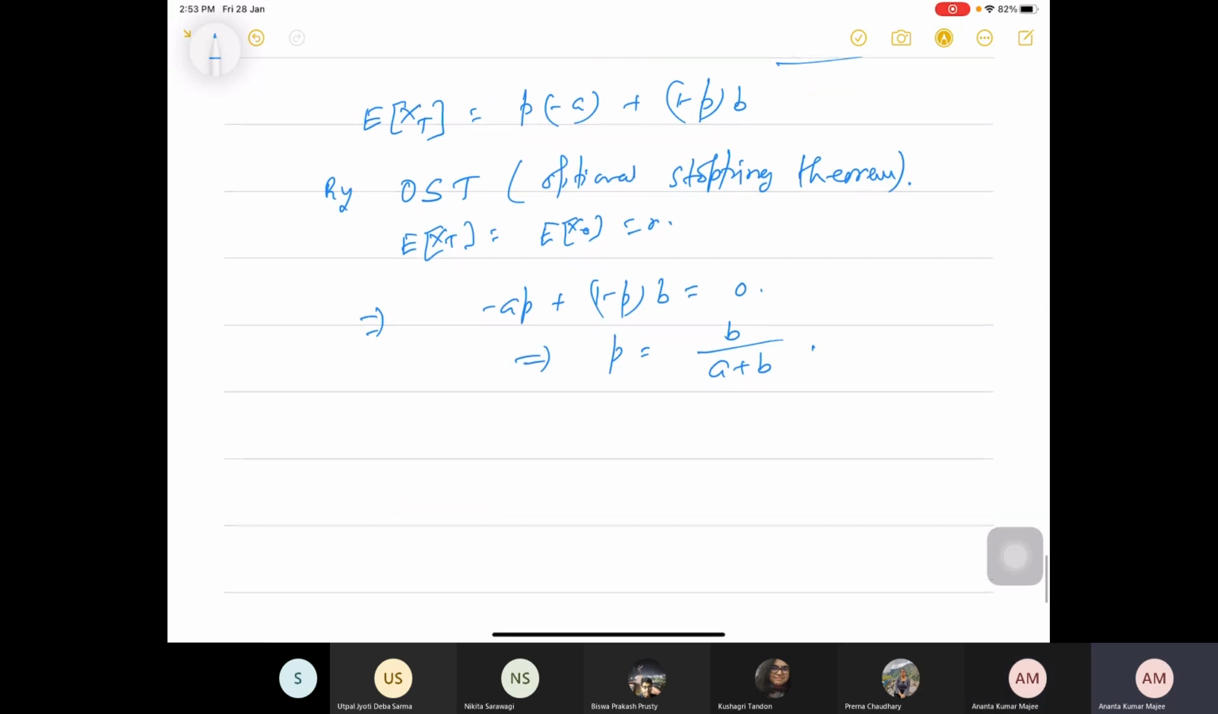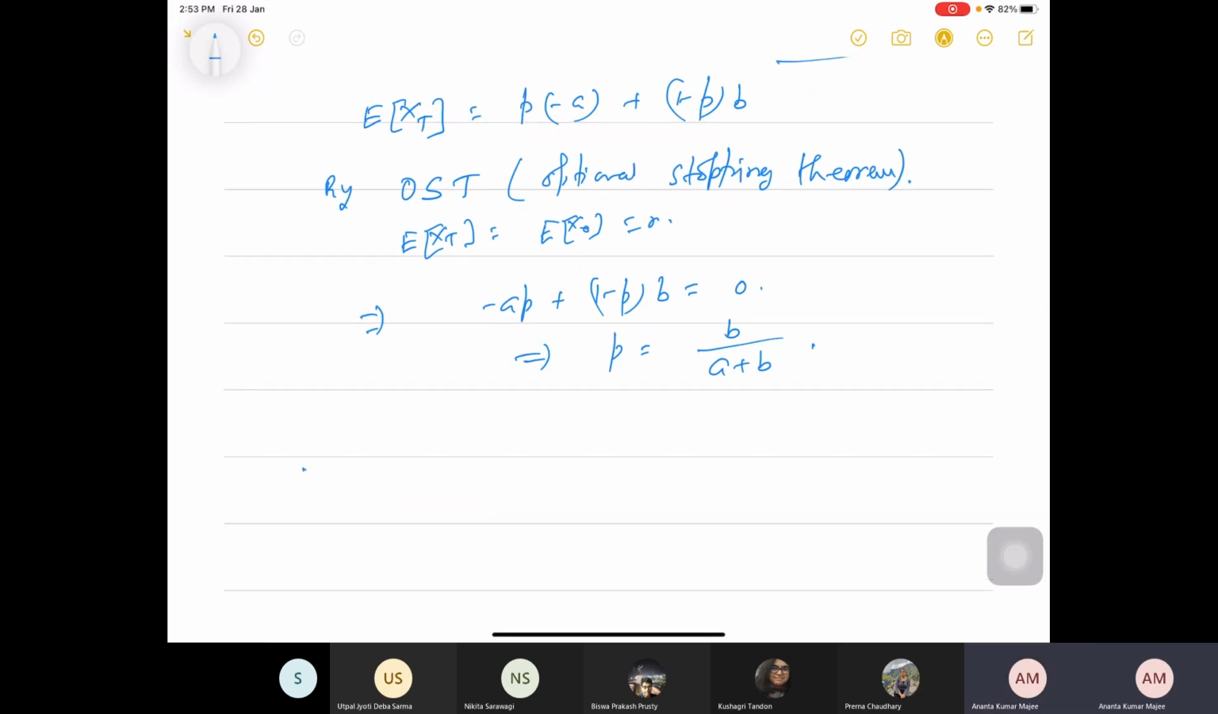Okay, so to prove the second part, part B, we consider Yi, which is my Xi squared minus i.